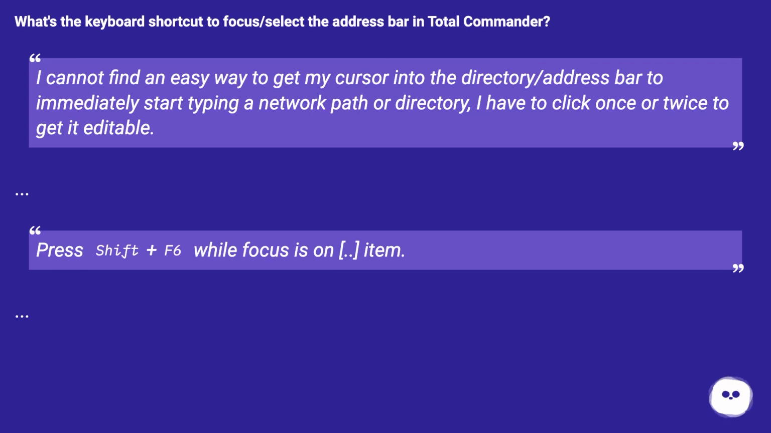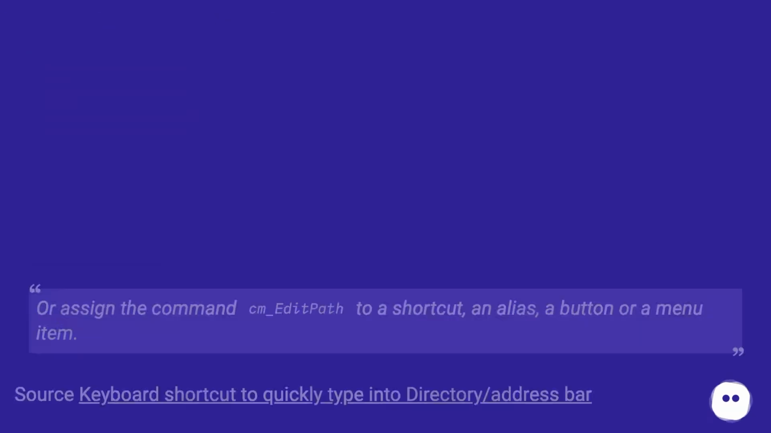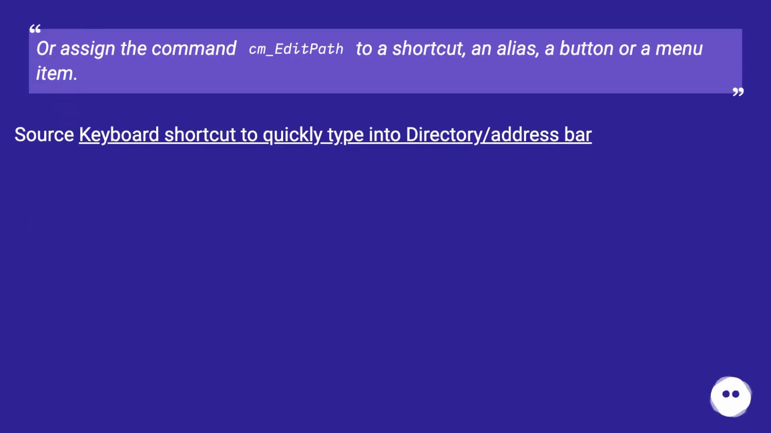Press Shift plus F6 while focus is on item. Or assign the command cm_edit path to a shortcut, an alias, a button, or a menu item. Source: keyboard shortcut to quickly type into directory or address bar.